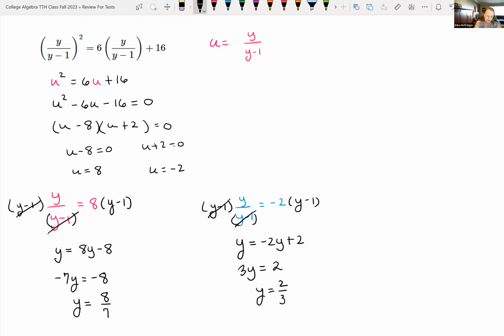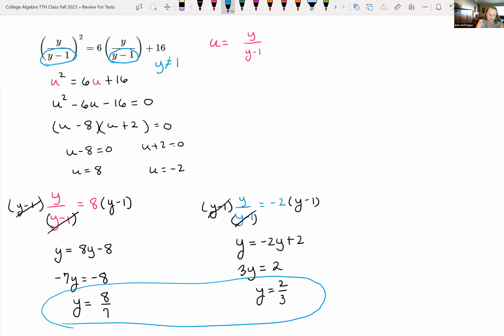We did not square both sides of our equation, so we don't have to worry about getting a solution that doesn't work. We do have to be careful though, because we do have a variable in our denominator, but our solutions don't set the denominator equal to 0. We could not have had y equal to 1, so y cannot be 1, but that was not one of our solutions. And so those are our two solutions, 8/7 and 2/3.